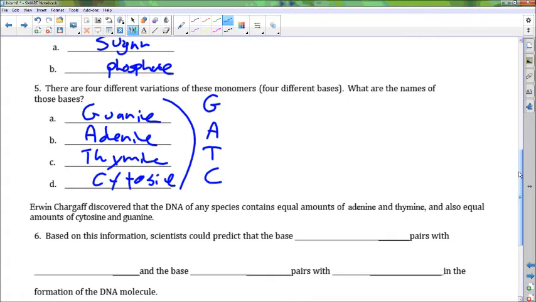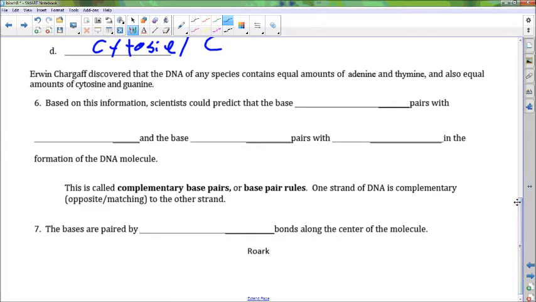Okay, now I kind of skipped over Chargaff. Chargaff did an experiment where he showed that there was always the same amount of adenine and thymine, and there was also always the same amount of cytosine as guanine. So based on this information, we can tell that A pairs with T and G pairs with C. Part of your homework tonight is going to be looking at a replication of DNA, but you have to match up those different bases. So this is called complementary base pairs or base pair rules.